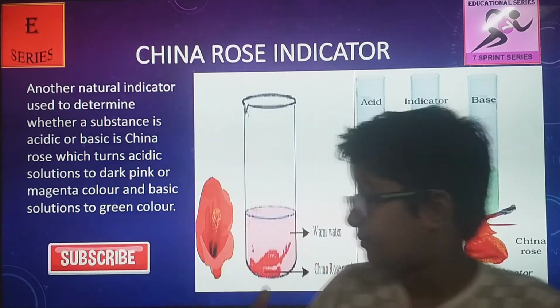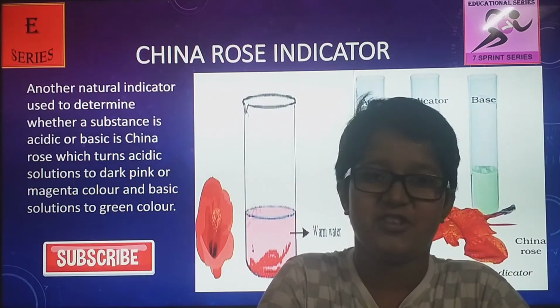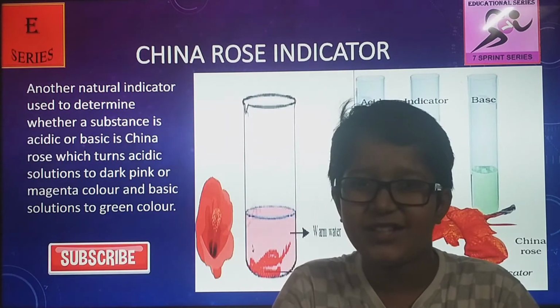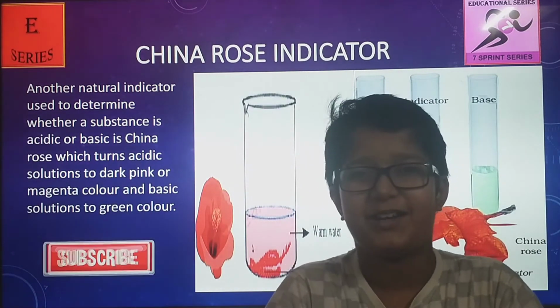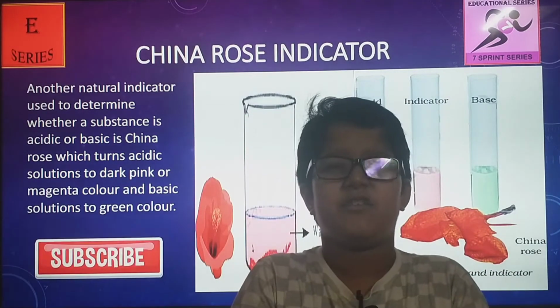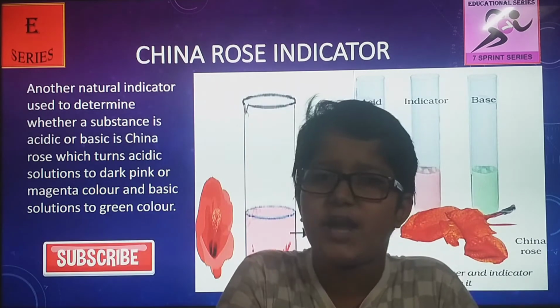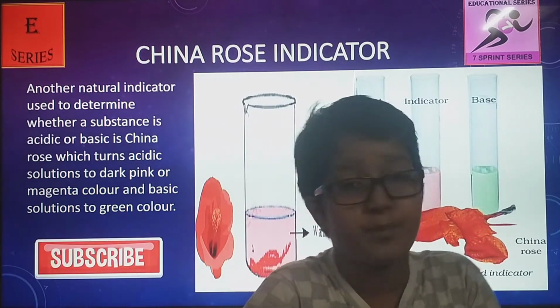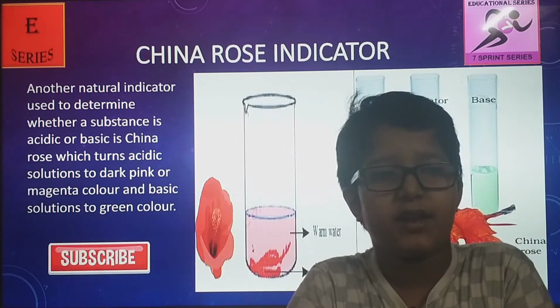It's a very common indicator and it's very popular. So you can check if you have hibiscus rose, then you can do it. And then you will ask how you will get acid and base samples. Now, we learned about acids, but there are no slides after this to tell about bases and acids in daily life.